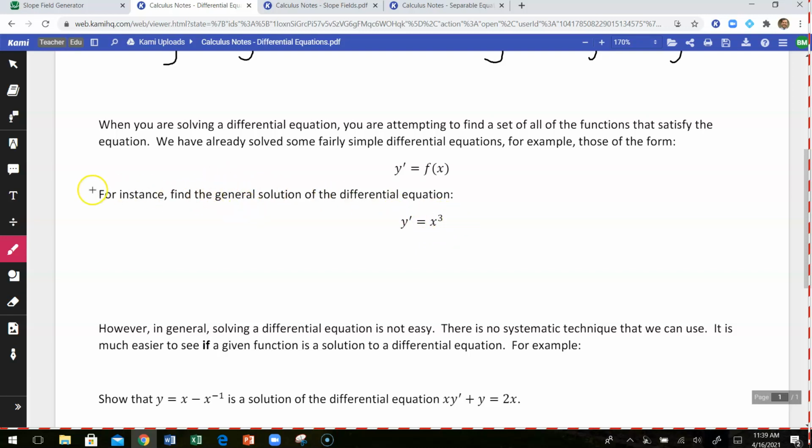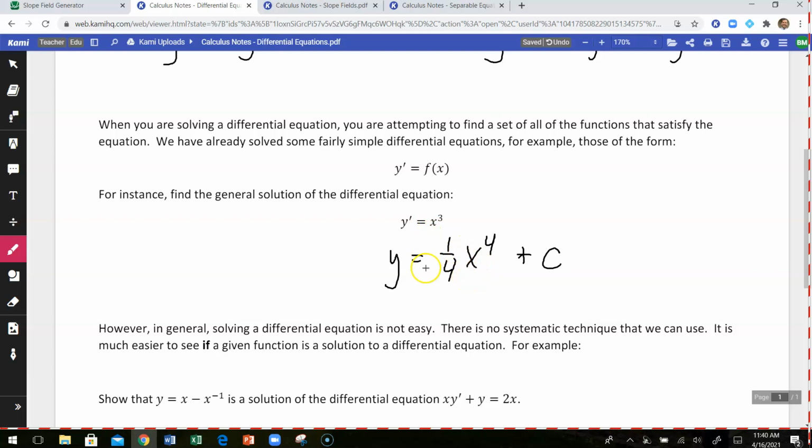So if I wanted to find the solution to this differential equation, all I would need to do in this case is take the antiderivative. So y would be 1/4 x to the 4th plus c. Now, what does that tell us? That tells us that our solution set to the differential equation is exactly that. It is a family of solutions, right? I don't just have one single answer.